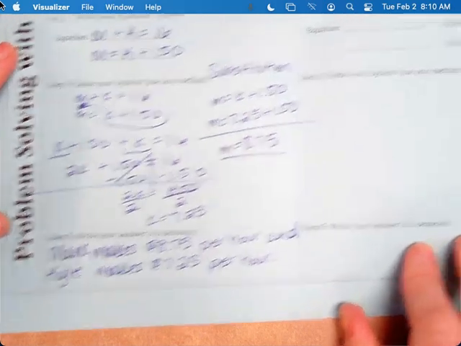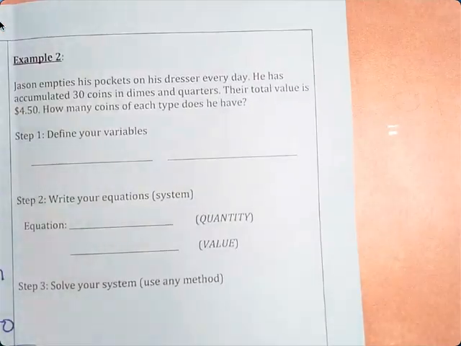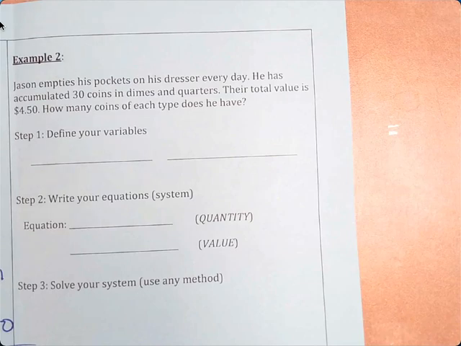Okay, let's move on to the next one. Jason empties his pockets on his dresser every day. He has accumulated 30 coins in dimes and quarters. Their total value is $4.50. How many coins of each type does he have?